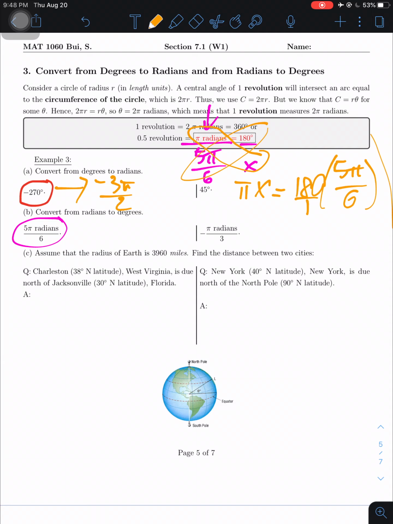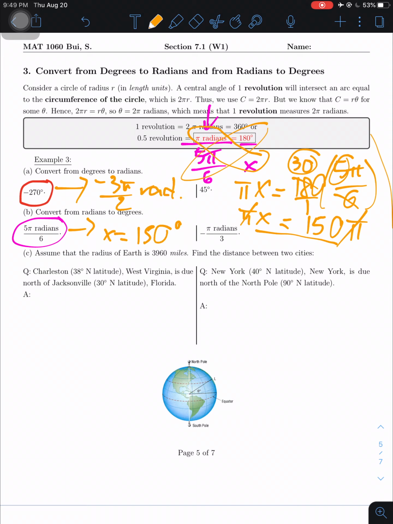And in here, if you remember how to cancel crossways, 6 goes into 18 3 times, so 6 goes into 180 30 times. And since we have a pi in here and also in here, we will have pi x equals 150 pi, and then we can divide both sides by pi, so we will have x equal to 150. So the final answer in here is x equals 150 degrees. I forgot to write the word radians in there and it bothers me, so let me put the word radians back in there.